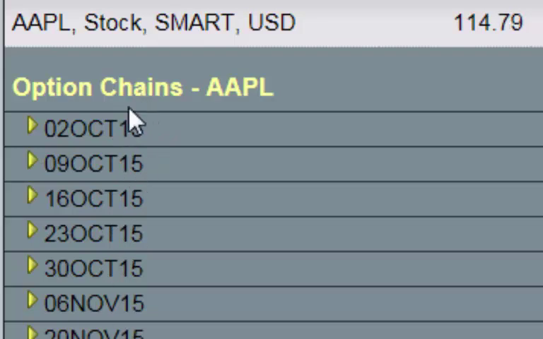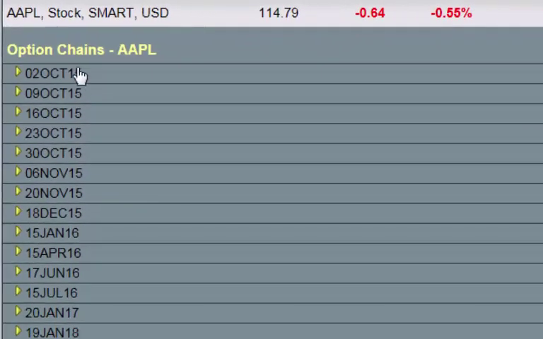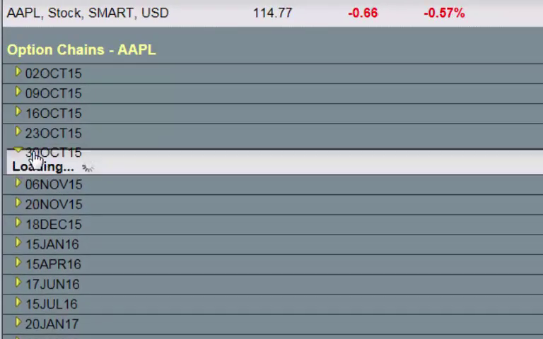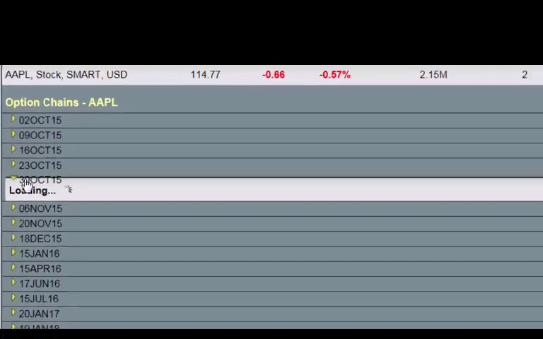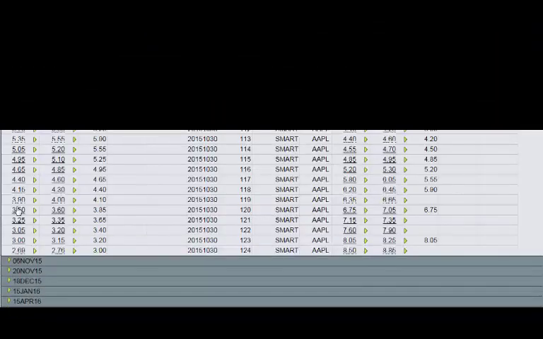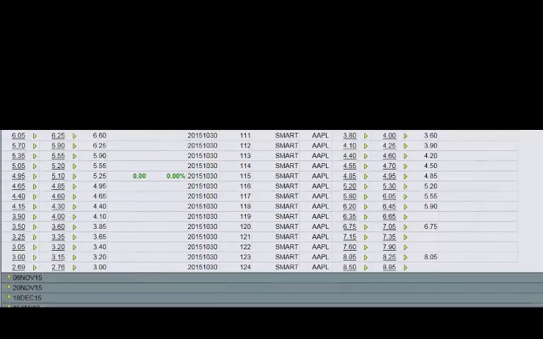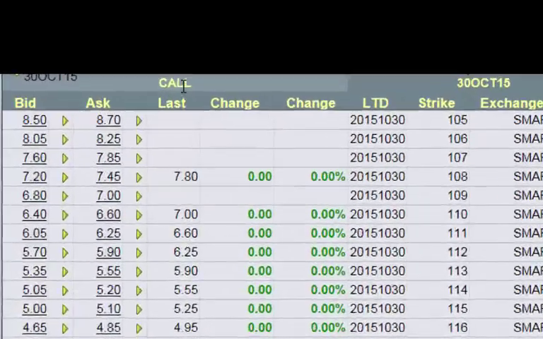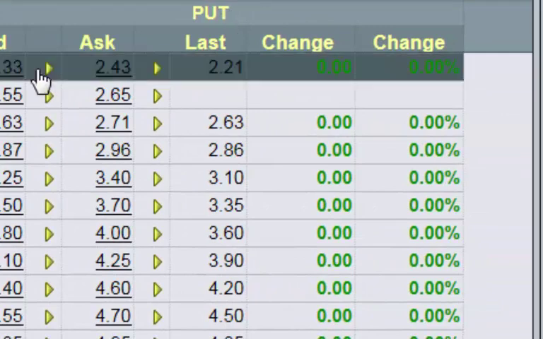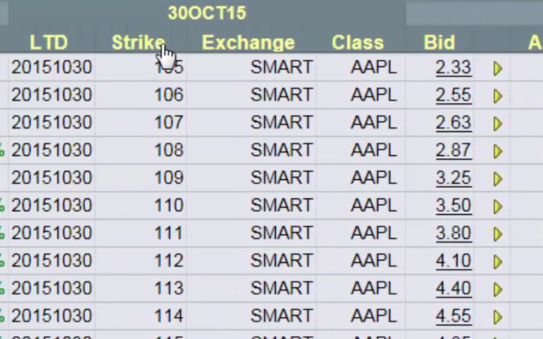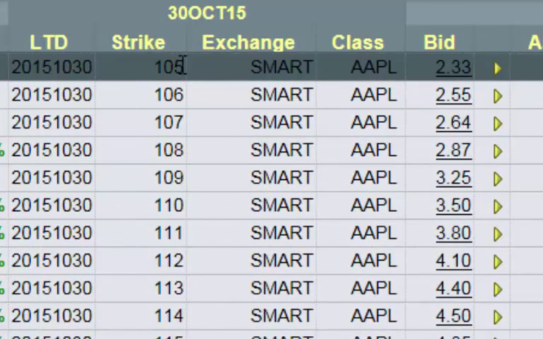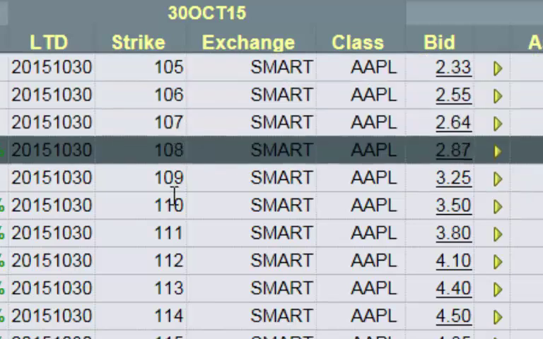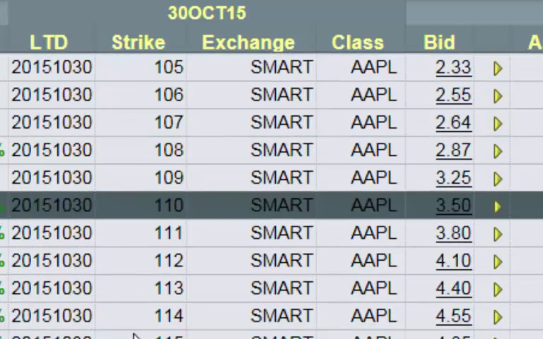So you can see we can be buying and selling calls or puts here with expiries right up to January 2018. So let's open up one of these expiries. Let's talk about the 30th of October, for example. And what you're going to see now in a moment is call options, which are going to be on the left, and put options on the right. And in the middle, let's talk about your strike price. So they're saying the strike or the agreement price is 105, 106, 107, 108, 109. So the strike price is in the middle.